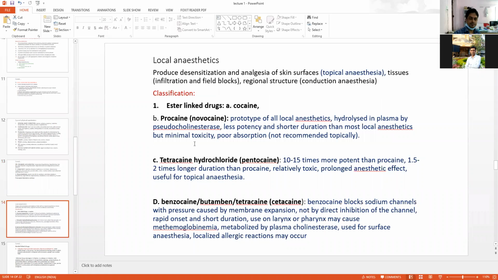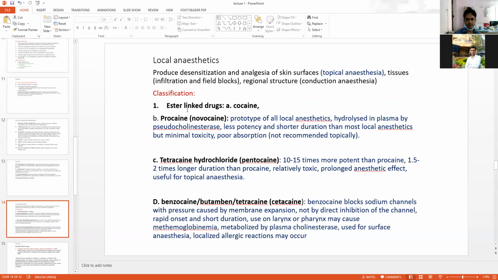Now, local anesthetics. Classification of local anesthetics depends upon different types of things, like the structure of that particular local anesthetic, on the basis of duration of action, like short acting, long acting, ultra short acting. This is not mentioned here, but on the basis of duration of action, please note it down from your pharma notes or a pharma book. And these are some classification.